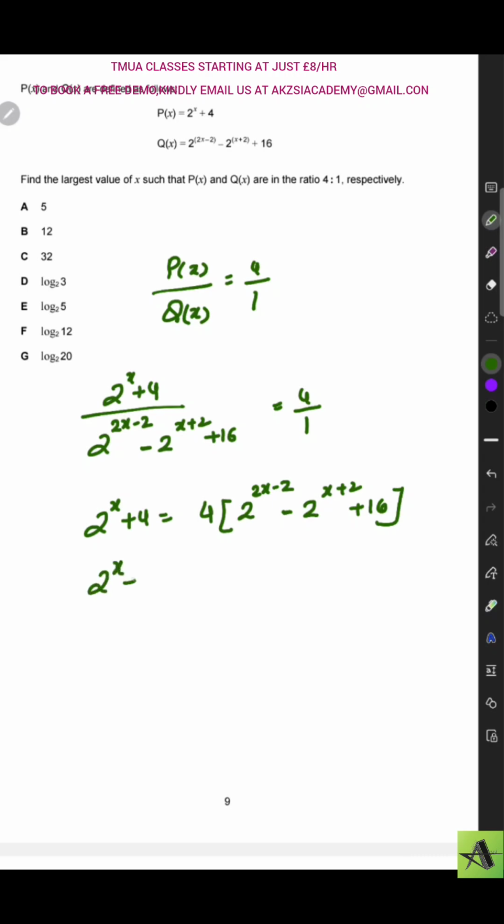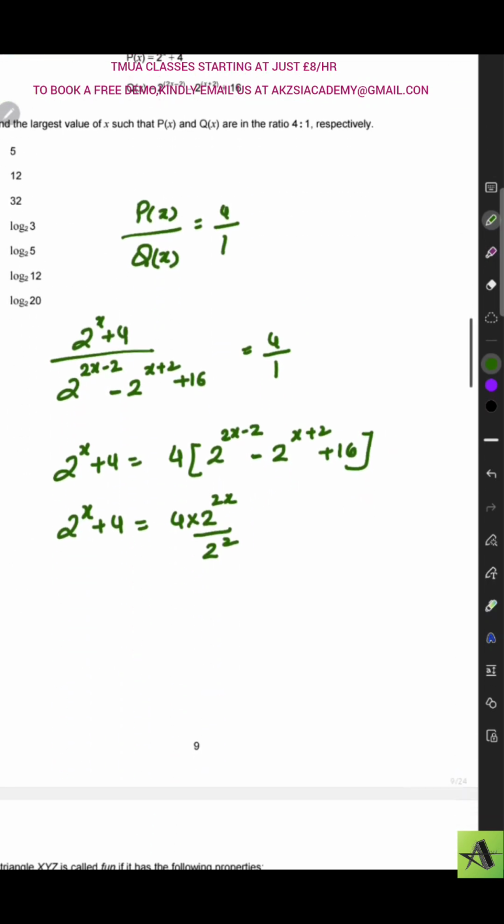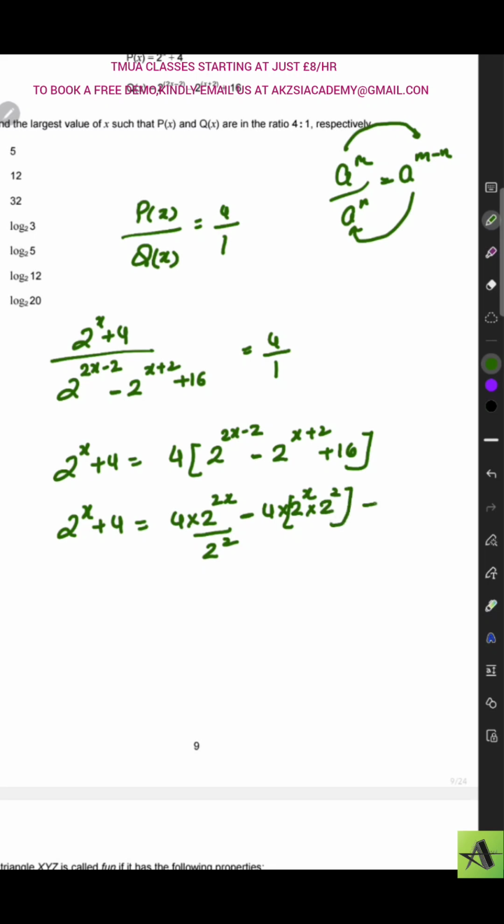Further, this will be 2 to the power of x plus 4, equals 4 times 2 to the power of 2x over 2 to the power of 2. I have applied the basic indices rule a to the power of m over a to the power of n is a to the power of m minus n. So either we can go like this or we can move in a reverse way as well. So this can be written as minus 4 times 2 to the power of 2x times 2 to the power of 2, plus 16.